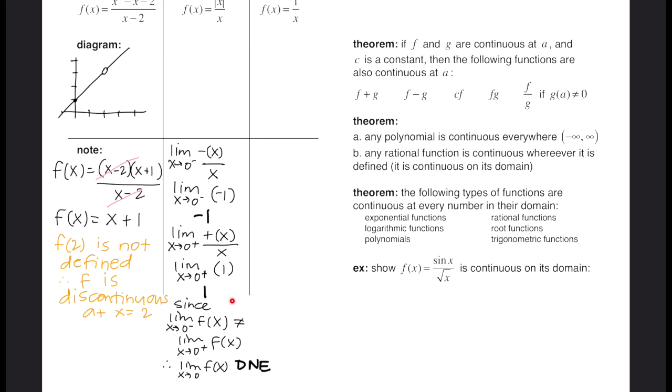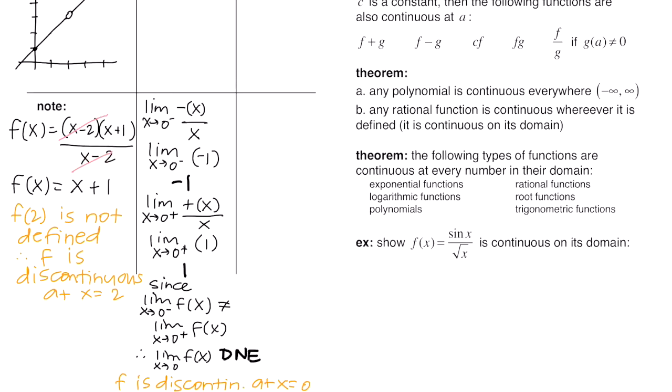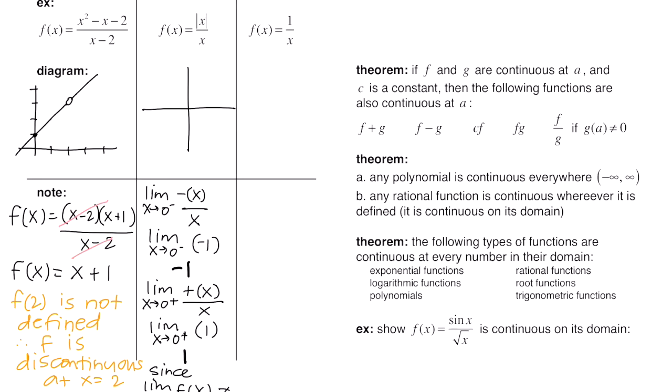So I wrote this out. Since the limit as x approaches 0 from the left of f does not equal the limit as x approaches 0 from the right of f, we can conclude that the limit as x approaches 0 of f of x does not exist. And so therefore we can conclude that f is discontinuous at x equals 0 because one of the conditions is not satisfied. So we just demonstrated this algebraically.